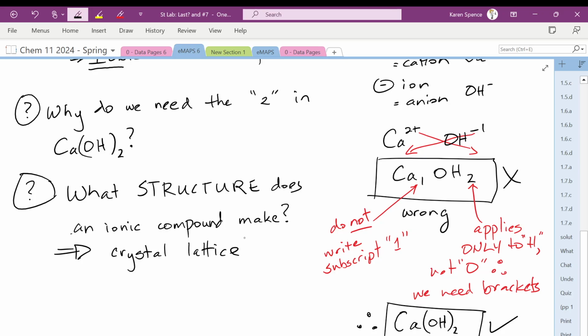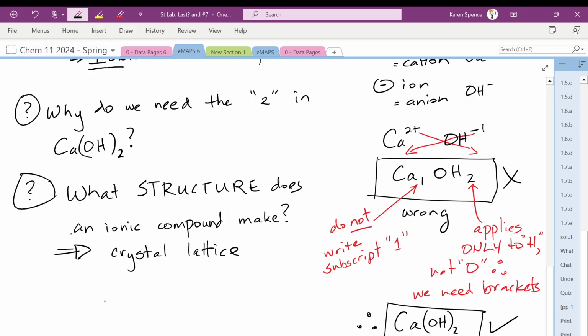All right, what does a crystal lattice look like? Like a square. Like a square, but what's in the square? Alternating positive and negative ions. Now, to be fair, because we have a 2-to-1 ratio, the crystal would look really complicated. So we are going to simplify it down to a 1-to-1 ratio, just because drawing a 2-to-1 crystal is really hard. It just makes our life simpler.